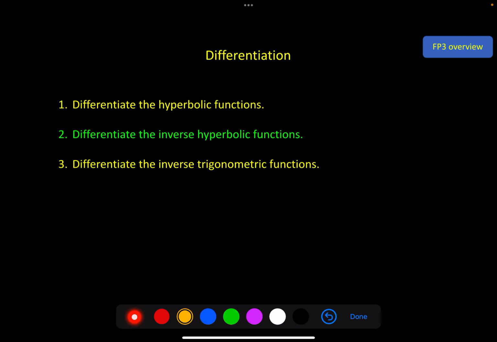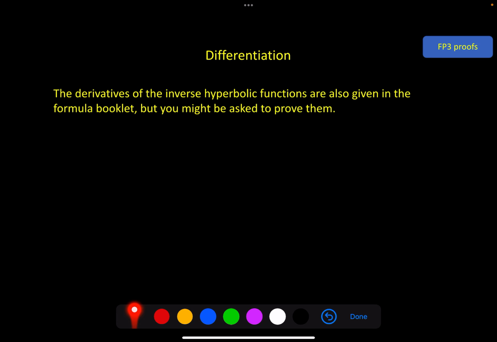In this video, we're going to do something very similar, but we're going to do it with the inverse hyperbolic functions. So again, you've got these in the formula booklet, and possibly you've seen them and you know what they are, but you might be asked to prove them. So I'm going to do the same as I did in the last video. I'm going to go through one for arsinh, and I'll leave you to go through the other 2 because it's a very similar process. This is a little more involved, however.